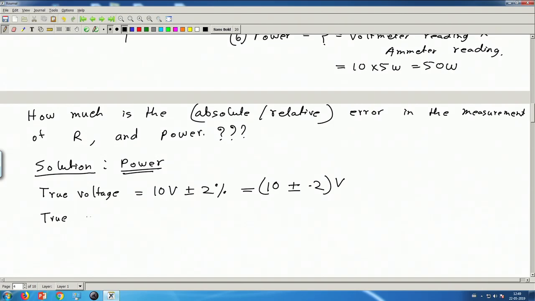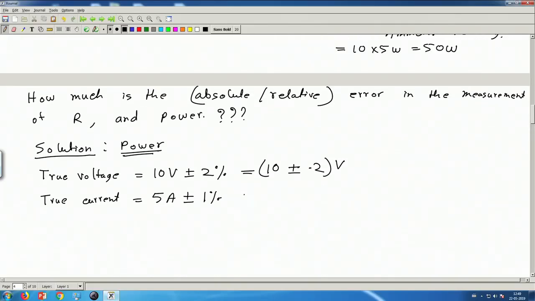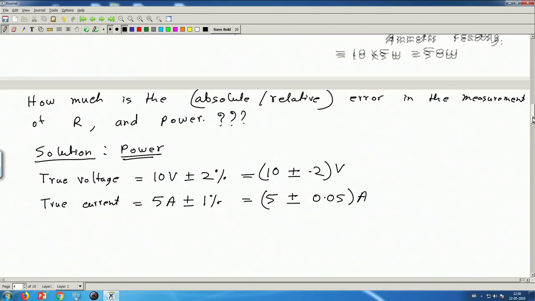Similarly, true current will be 5 ampere plus minus 1%, right? Yes, 5 ampere plus minus 1%. So this is 5 plus minus 1% of 5, which means 5 by 100, so that is 0.05 ampere. Okay, so 2% of 10 is 0.2, and 1% of 5 is this. Check my calculation. If my calculation is wrong, you can correct it.